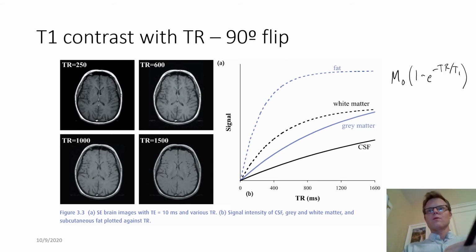And what basically is happening here is usually the strongest T1 contrast is typically at the shorter TR, so this TR of 250 milliseconds has a more characteristic T1 weighting or T1 contrast for the brain.